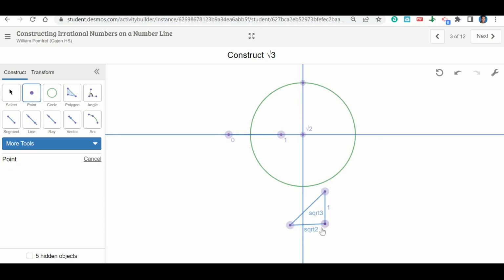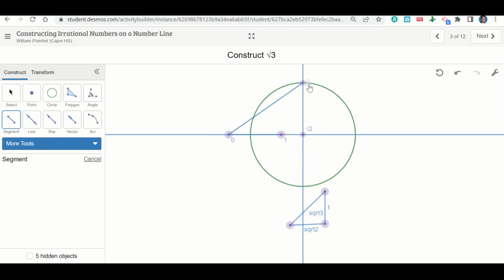So far I have my square root of 2 and my 1. Now that means that this length, according to my right triangle, should be square root of 3. So I'm going to use a segment tool to go from here to here. So this length here should be exactly square root of 3.